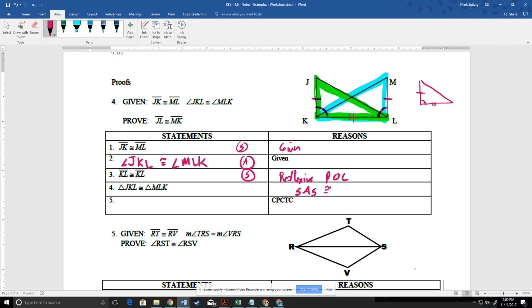Again, it doesn't matter the order here. It matters the order where they are in relation to each other on the actual diagram. It's still side, angle, side. We have two sides and the angle between them. So that's the included angle. So we know it's going to be good.